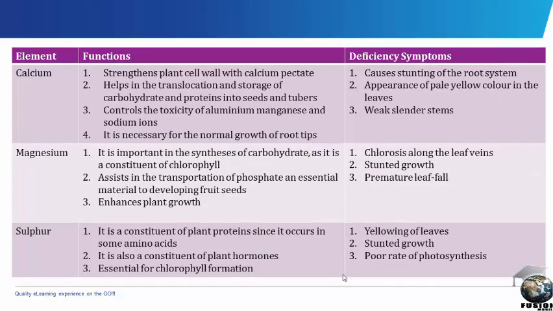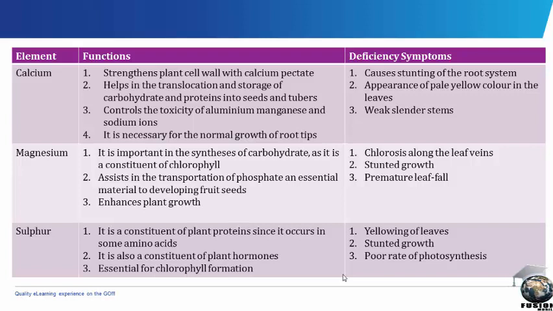Calcium. Calcium helps to strengthen plant cell walls with calcium pectate. It also helps in the translocation and storage of carbohydrates and proteins into seeds and tubers. It helps to control the toxicity of aluminium, manganese, and sodium ions. It is necessary for the normal growth of root tips. Deficiency in calcium causes stunting of the root system. It also causes an appearance of pale yellow color on the leaves and a weak slender stem.